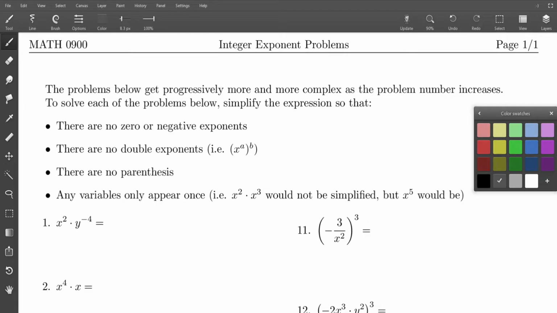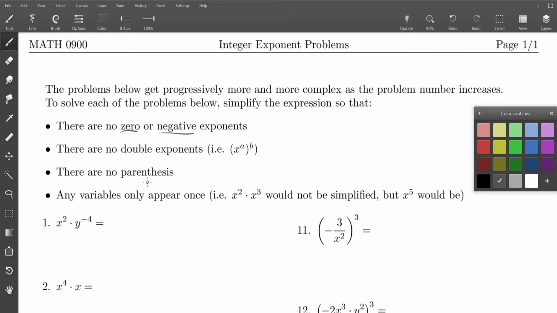So to start, let's look quickly at what it means to even solve these problems. To solve each of them, we need to make sure that these 4 bullet points are satisfied. We want to make sure that in the final expression there's no zero or negative exponents. Those aren't considered simplified. We also don't want any double exponents, so we don't want anything that looks like x to the a to the b. We want to use exponent rules to simplify that down.